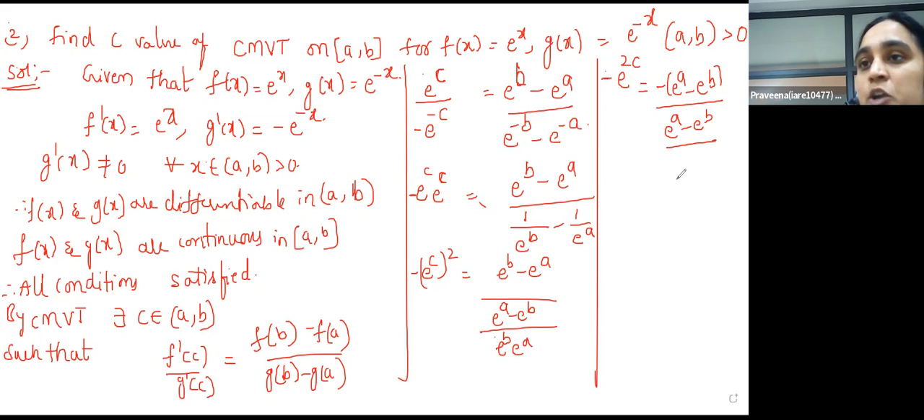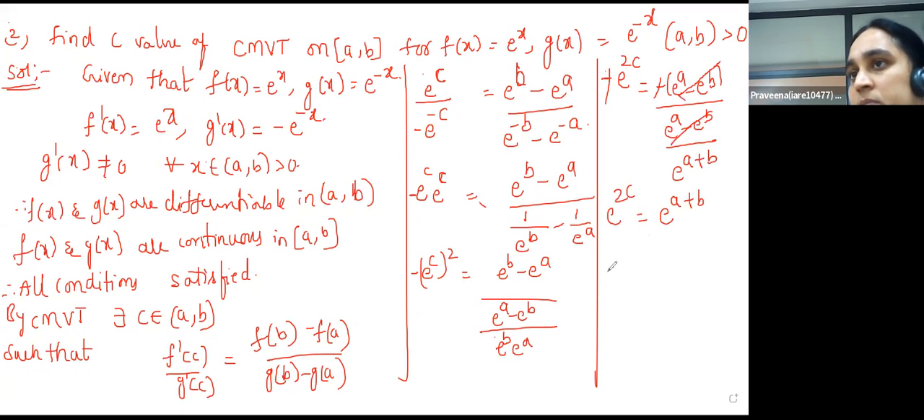Here e power a into e power b, bases are equal, so we add the powers, that means e power a plus b. Then this one and this one cancel, and minus minus cancels. From that, e power 2c is equal to e power a plus b. Both sides have the same exponential, so equating powers, 2c is equal to a plus b.